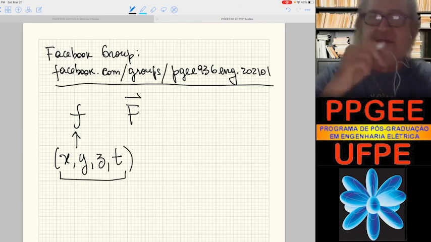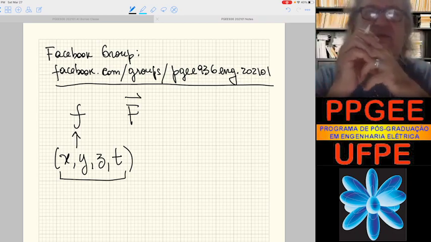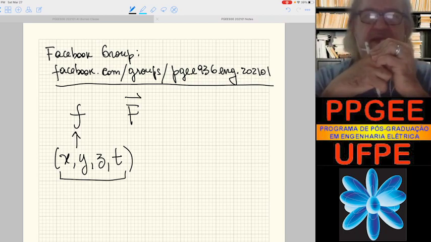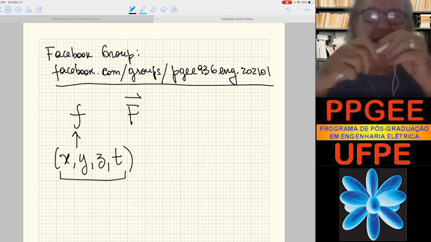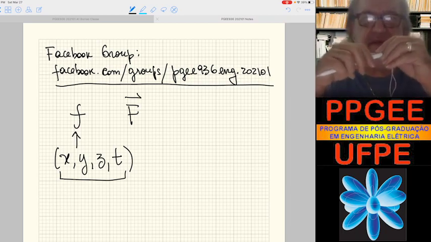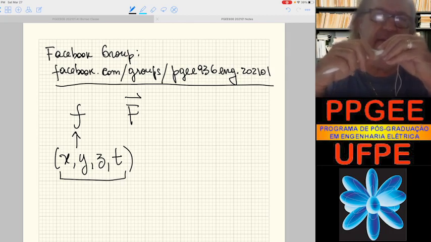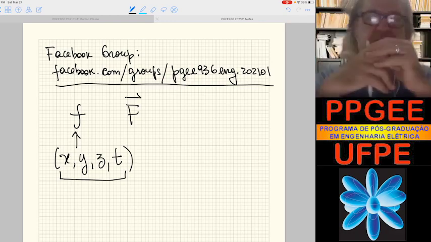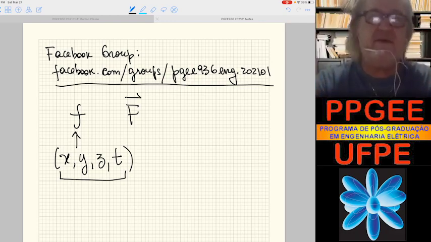And in an abstract way, you can talk about functions that depend on multiple variables. For instance, you have a model that depends on different parameters. We have some parameter, for instance, capacitance of a structure that depends on different parameters. It might depend on more than three variables. Okay, so we have functions of different variables.